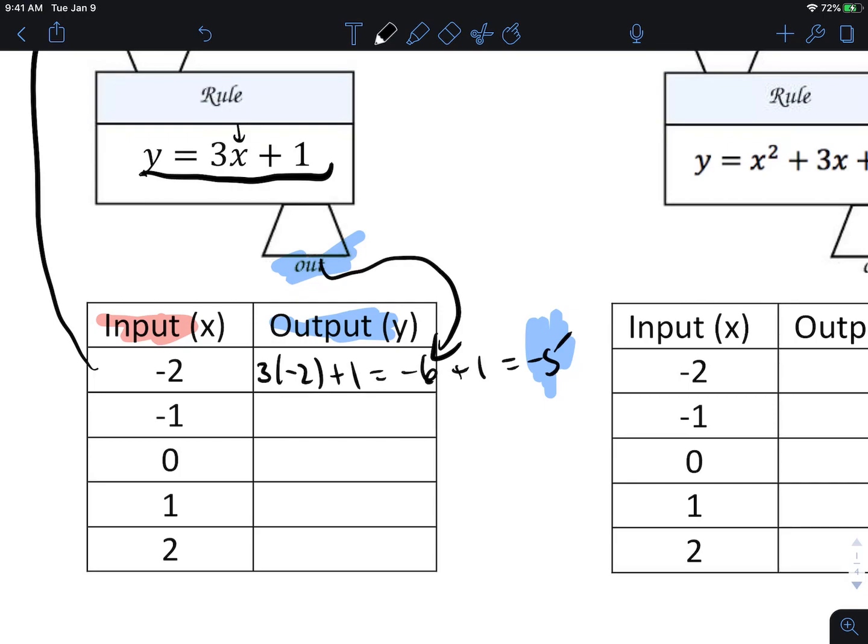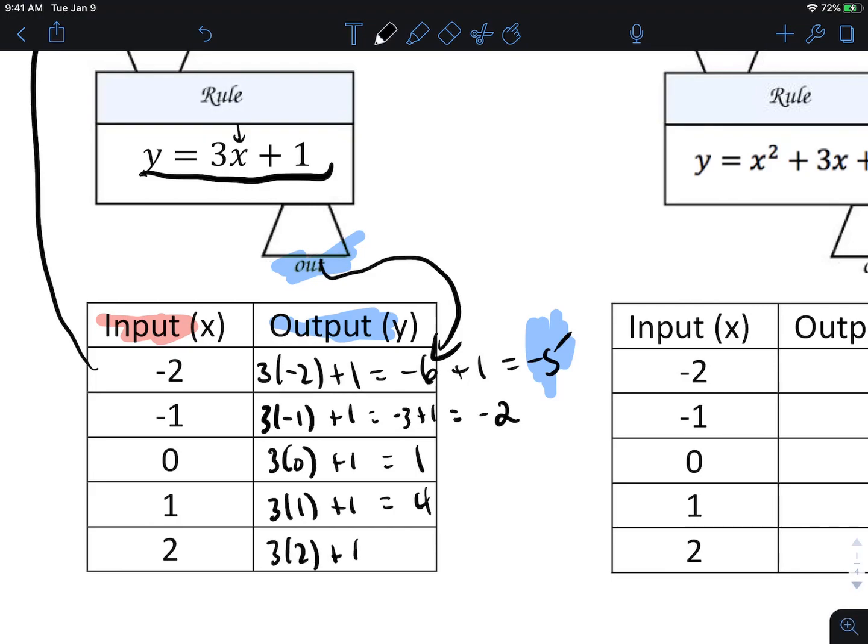So then the next input I'm going to put in is negative 1. I input it into the machine and get 3 times negative 1 plus 1. That's negative 3 plus 1, which equals negative 2. And so on. 3 times 0 plus 1 equals 1. 3 times 1 plus 1 equals 4. And 3 times 2 plus 1 equals 7. So these are all your outputs.